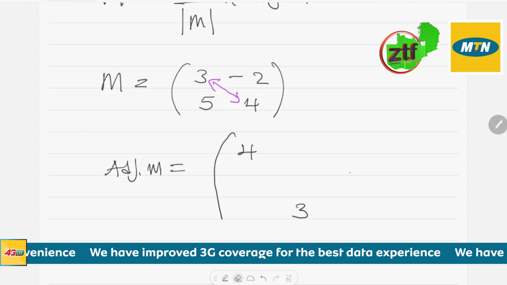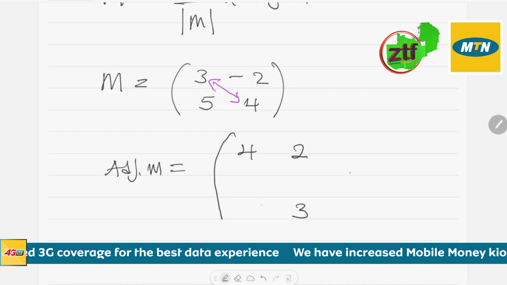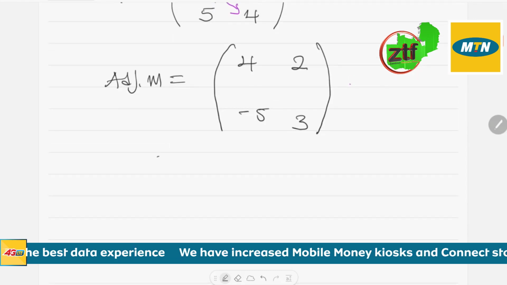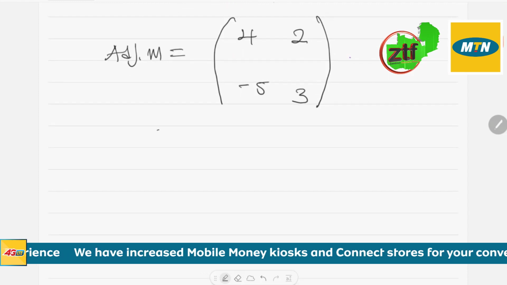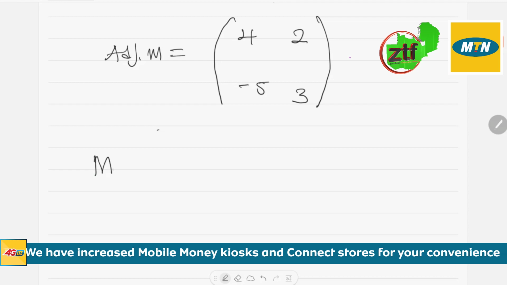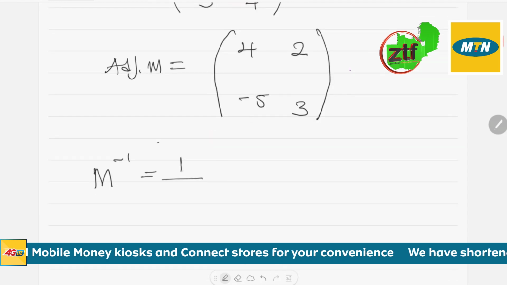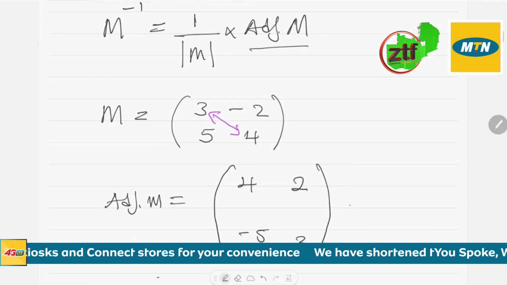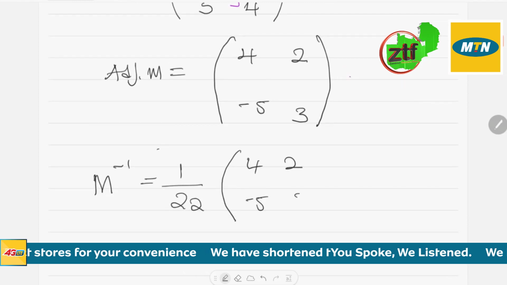Then what will happen to the terms in the minor diagonal? Terms in the minor diagonal will be multiplied by -1. So this term here will become +2, and this will become -5. So what we have is the adjoint of the matrix M. Now that we have the adjoint matrix, we can find our inverse. The inverse of the matrix M will be equal to 1 over 22, since our determinant is 22, multiplied by the adjoint matrix, which is 4, 2, -5, and 3.